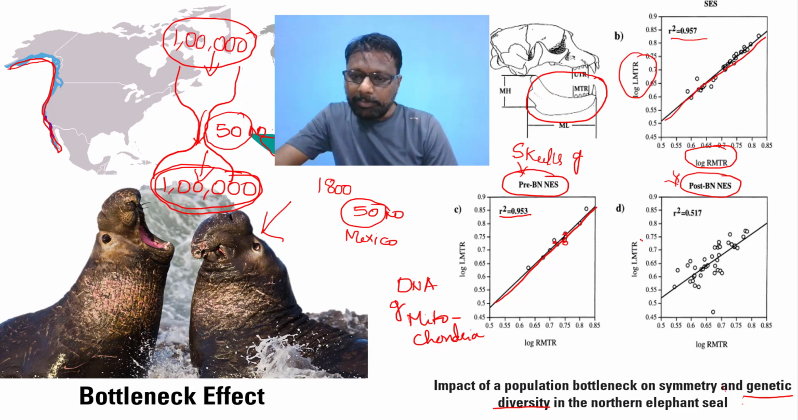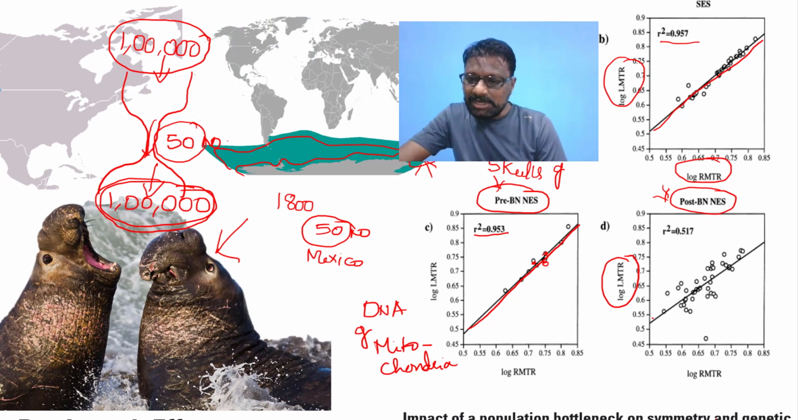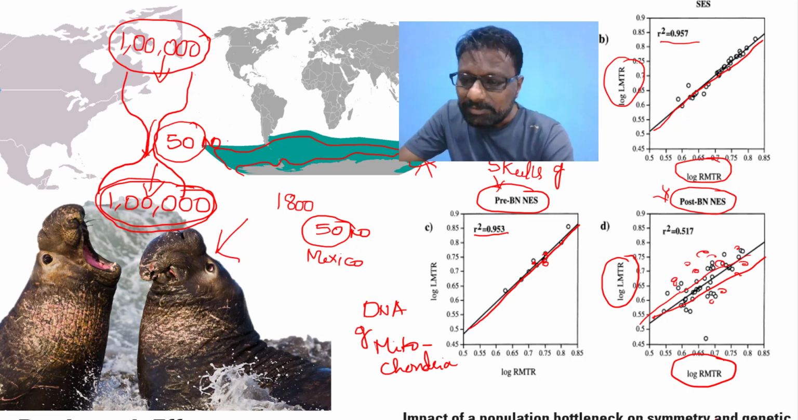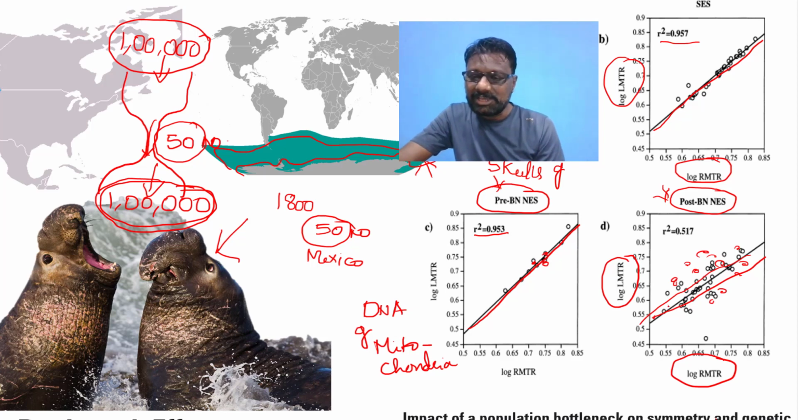Similarly, when we look at the post-bottleneck northern elephant seal and compare the symmetry of the right and left mandibular distance, they are distributed unevenly in a linear fashion, which very clearly says that by chance the loss of genetic diversity made an asymmetric formation due to the loss of some allelic frequencies, which in general makes the population prone to another extinction, that is, another bottleneck phenomenon we may observe in such cases.